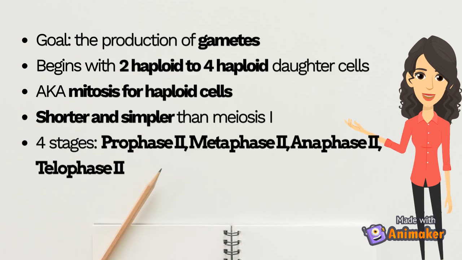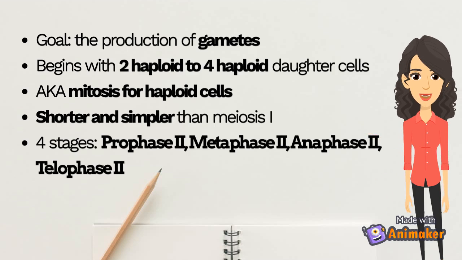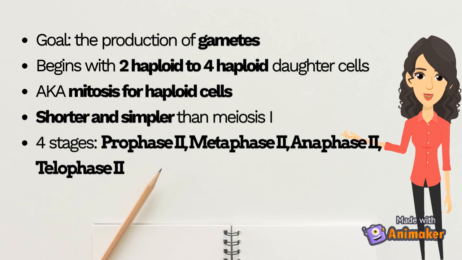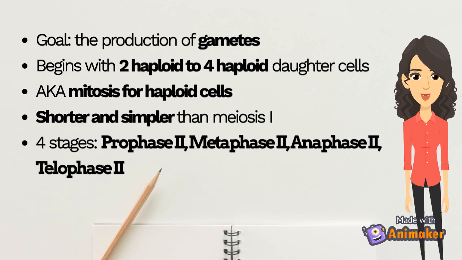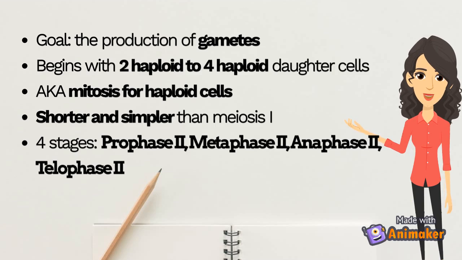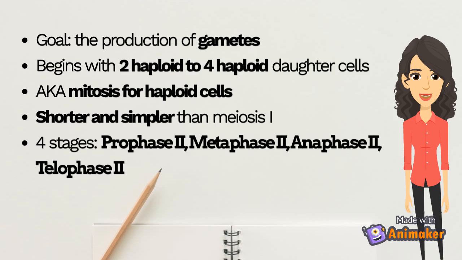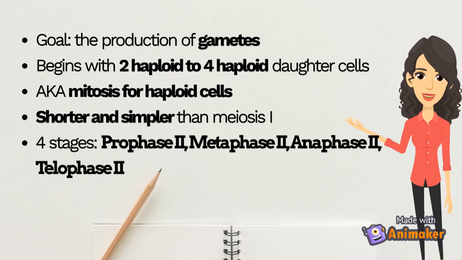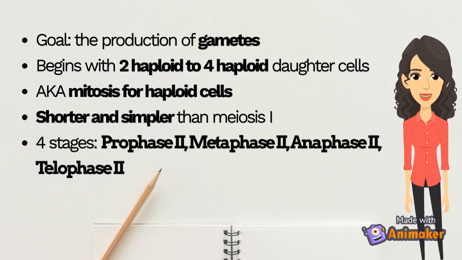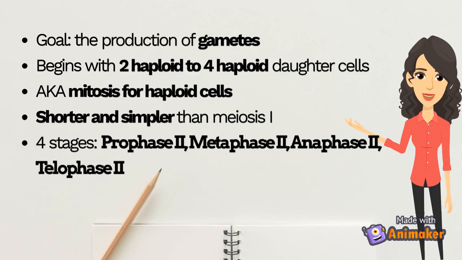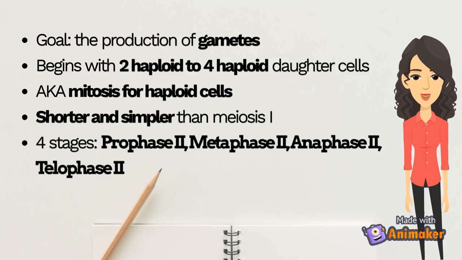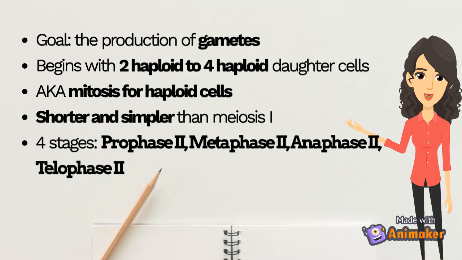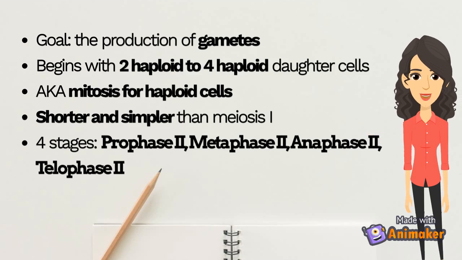The goal of Meiosis 2 is to produce the gametes, and Meiosis 2 basically begins with 2 haploid parent cells and it divides into 4 haploid daughter cells. Meiosis 2 is also known as mitosis for haploid cells, for you to understand it more clearly. And Meiosis 2 is definitely shorter and simpler than Meiosis 1 as it contains 4 stages, which are prophase 2, metaphase 2, anaphase 2, and also telophase 2.